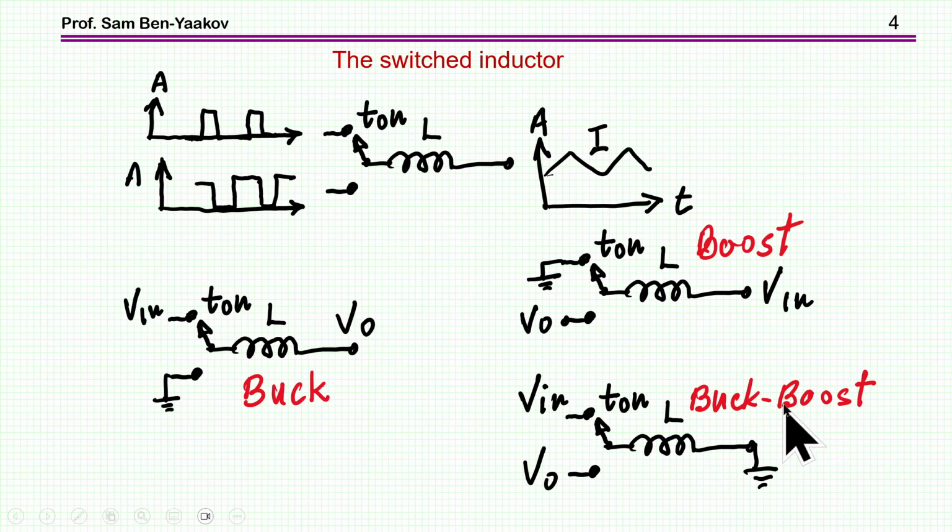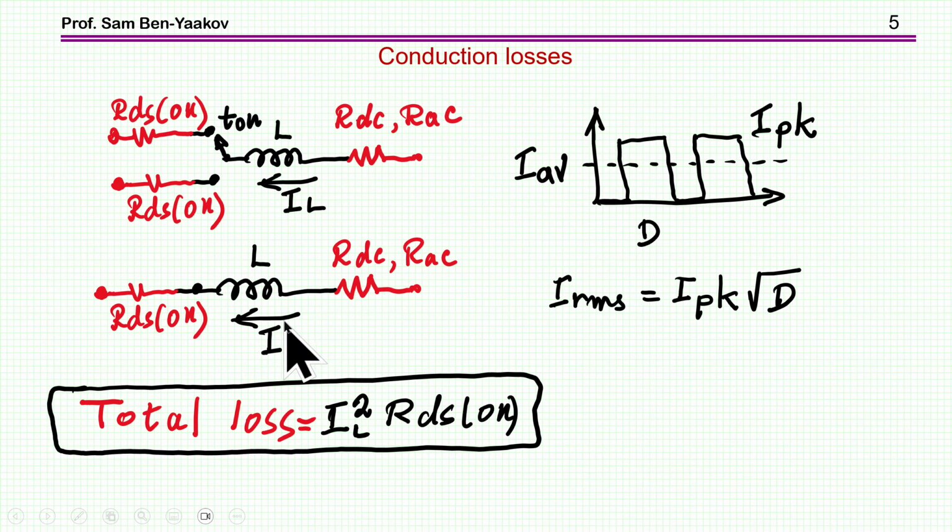And then we have the buck-boost, in which the switch is connected between the input and output, while the inductor itself is connected to ground. So basically, in all these configurations, we have this switched inductor, and the difference between these topologies is really where the input is, where the output is, and where ground is.